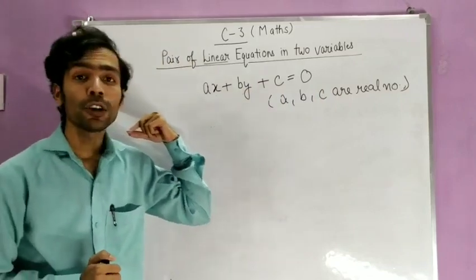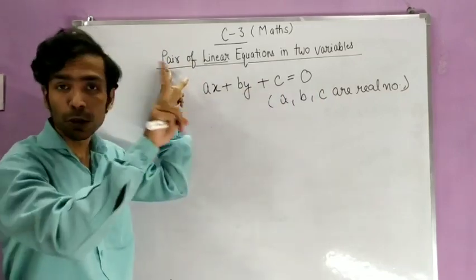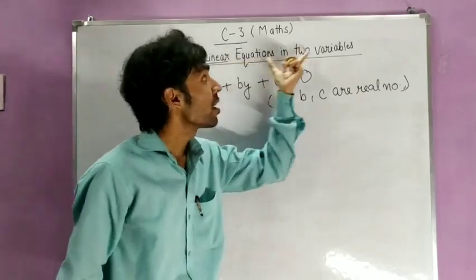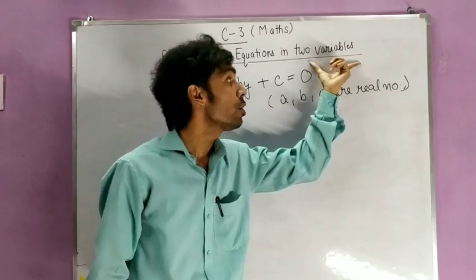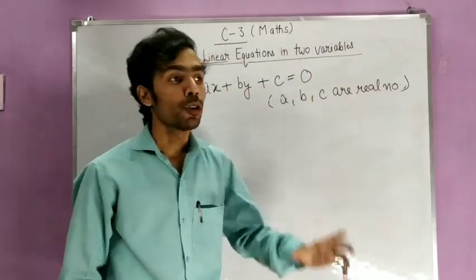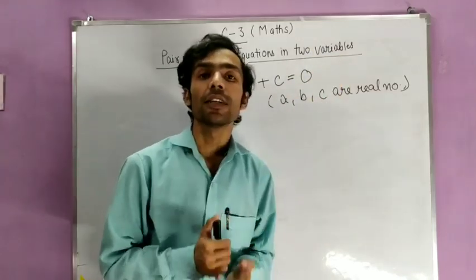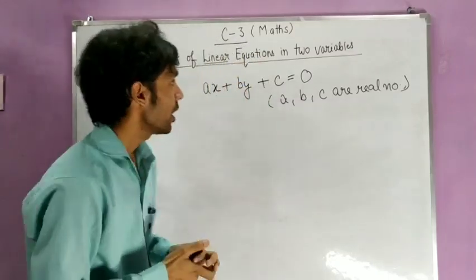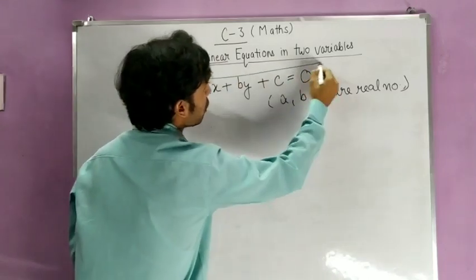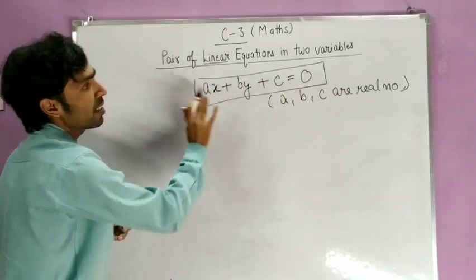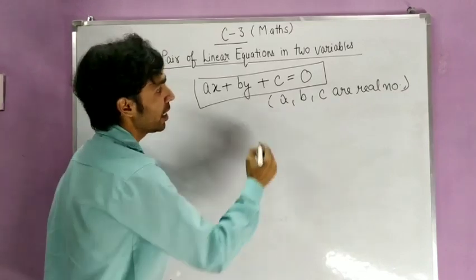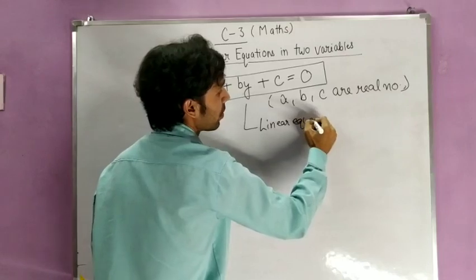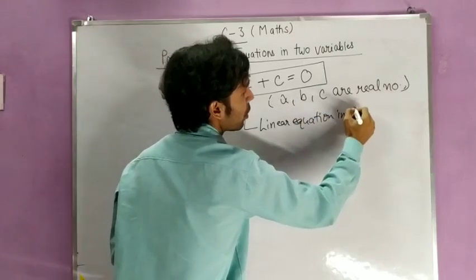You are getting my point or not, students? See, pair means 2. Linear equation means linear equation, and whatever linear equations we are writing, they should also be in 2 variables. Okay? So all together they are known as pair of linear equations in 2 variables. Okay? See, you already know, linear equation in 2 variables can be written like this. Okay? It is linear equation in 2 variables.